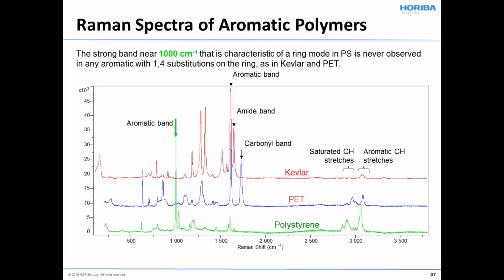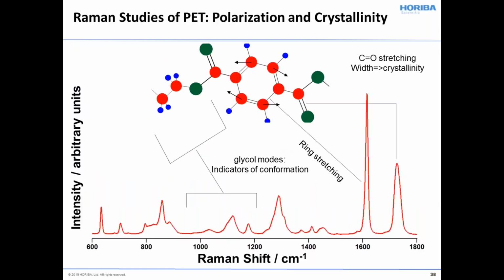Okay, so here are three spectra of aromatic polymers: Kevlar, PET, polystyrene. So they're similar, as one might expect. You see certain bands associated with the aromatic functions here, and some of them are labeled. So here's an aromatic band, here's an aromatic band. You've got a carbonyl band from the PET, but they can all be readily differentiated by Raman spectroscopy in a manner that is, again, quite complementary to what you might see using infrared absorption.